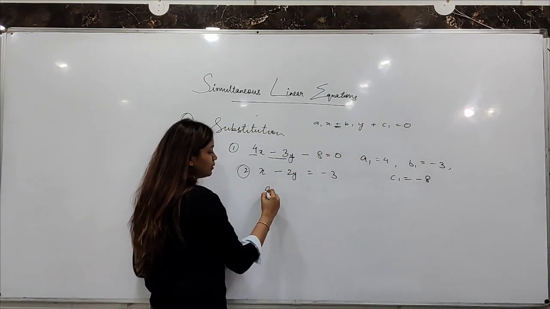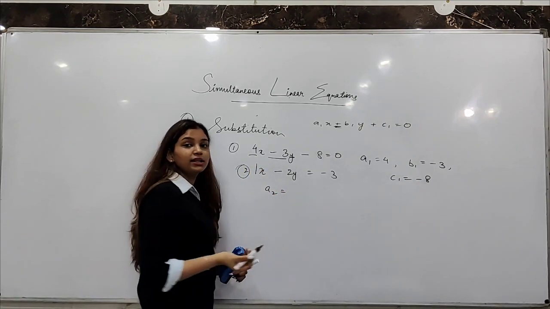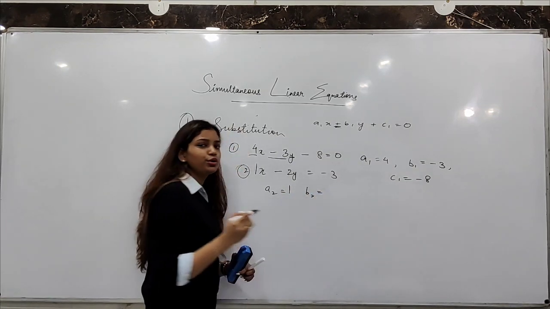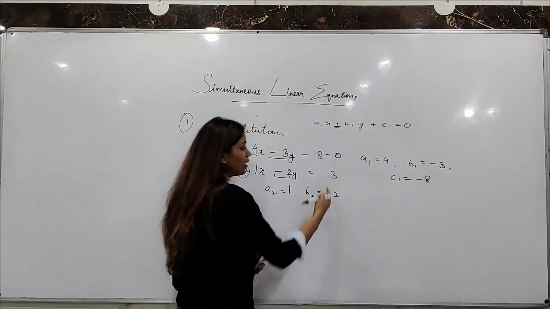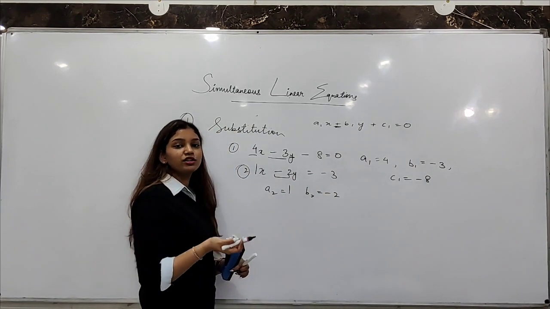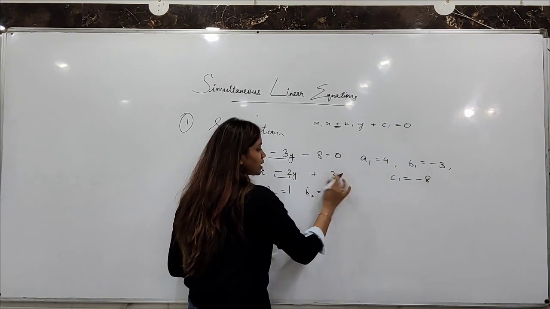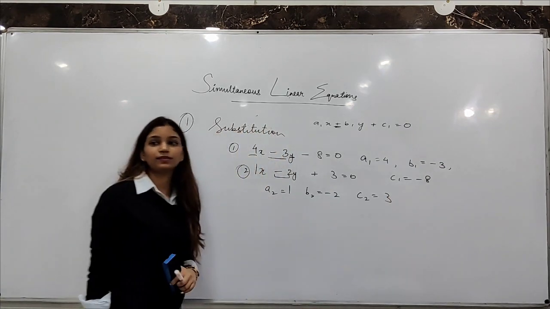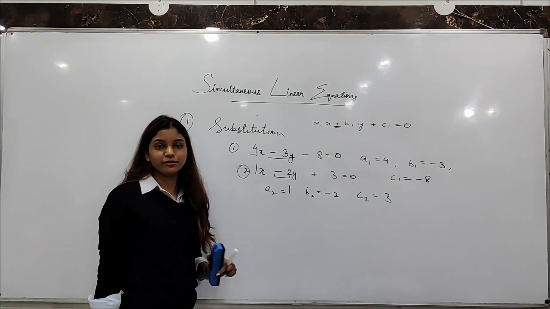सेकेंड के लिए भी देख लेते हैं. a2, coefficient of x is 1. If nothing is there, we know that it is 1. b2, 2 or minus 2? It is going to be a minus 2 this time. Again, c is on the RHS. अगर हम इसे LHS में लाएंगे तो ये plus 3 बन जाएगा equal to 0. So c2 is 3. Okay? ठीक है, ये तो हमने a1, b1, c1 और सारे coefficients देख लिए.